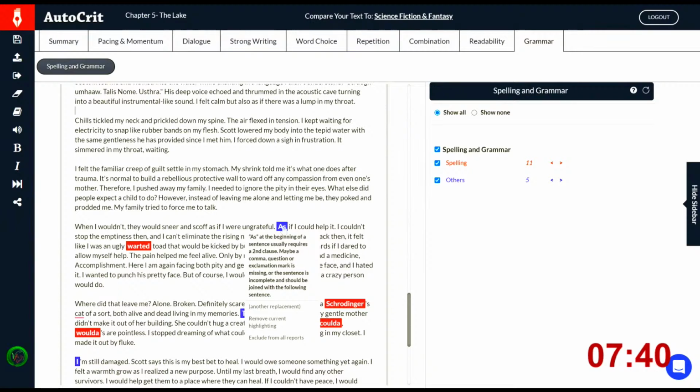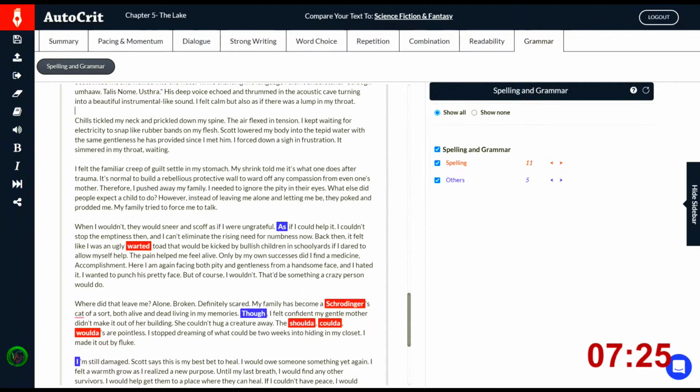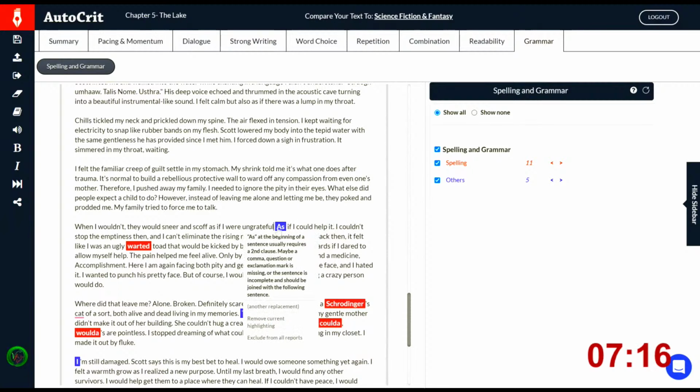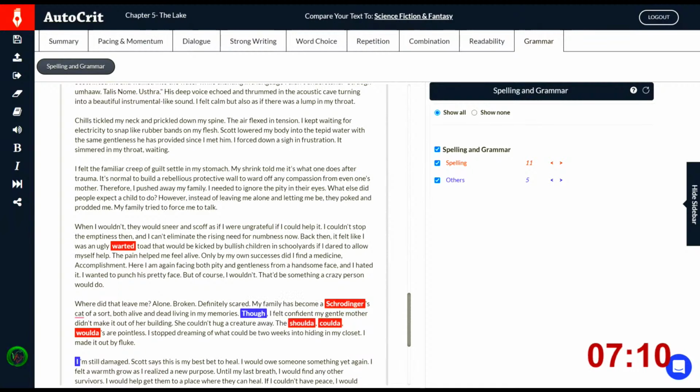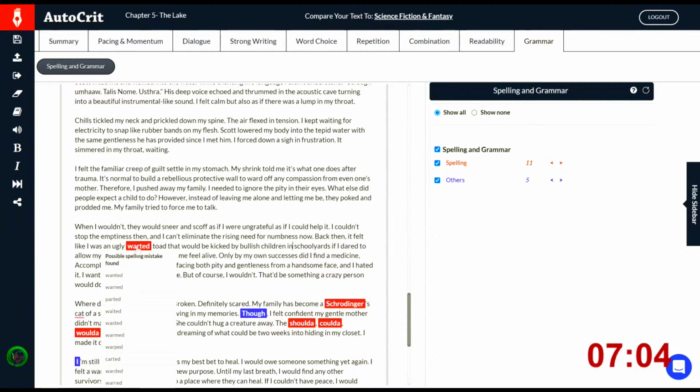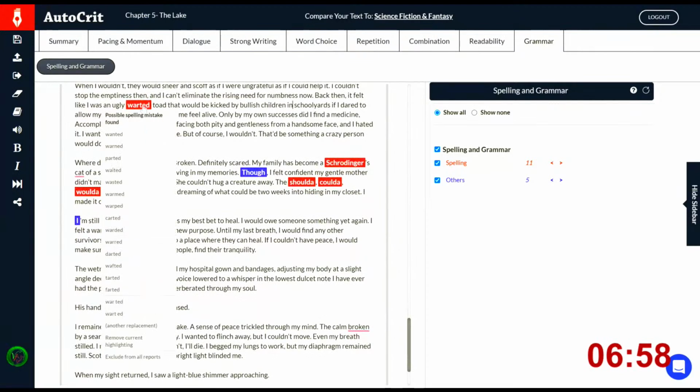All right, 'as' at the beginning of a sentence usually requires a second clause; maybe a comma, question, or exclamation mark is missing, or the sentence is incomplete and should be joined with the following sentence. As if I could help it. When I wouldn't, they would sneer and scoff as if I were ungrateful. It is attached to this, so we will definitely fix that. Ugly warted. It was an ugly warted toad.